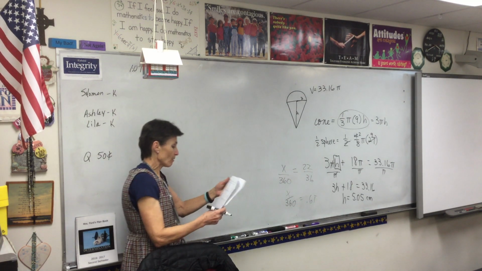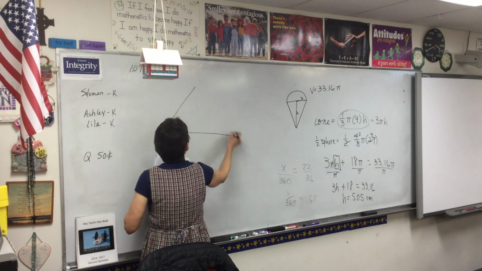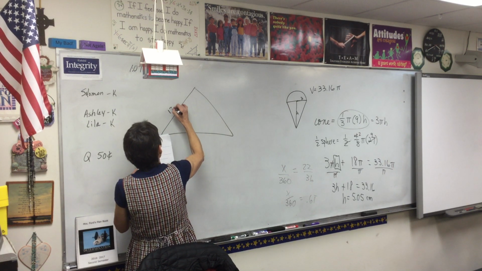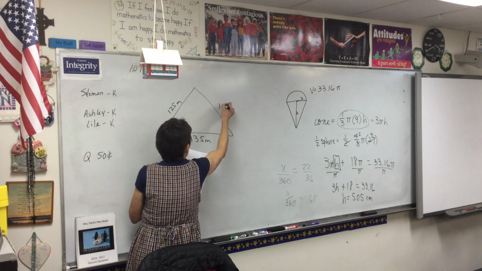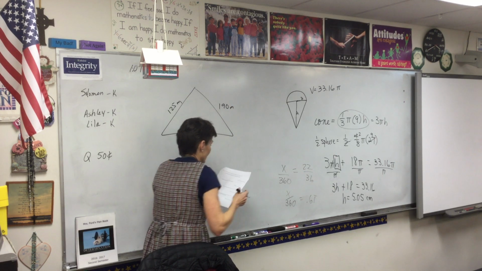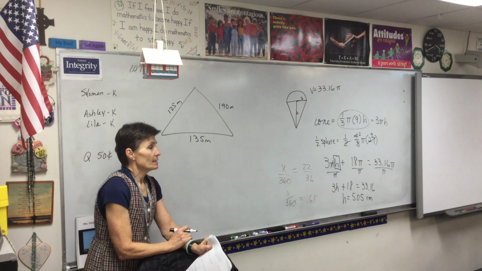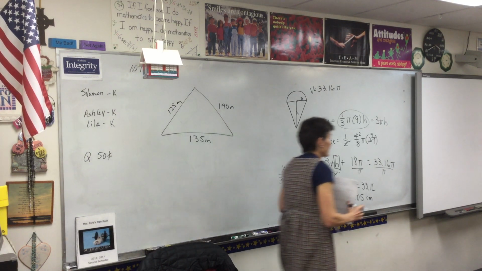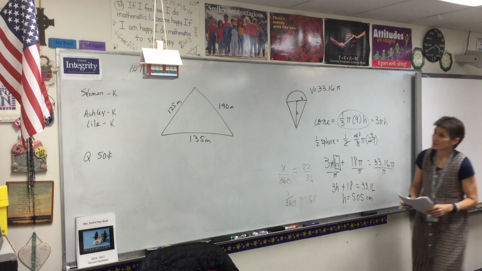All right, now we got our 3-part problem. Number 3. We have a triangle, and we got 125 and 135 and 190. And your job is to find the largest angle. The largest angle. So what do you think? Which one's going to be the largest?